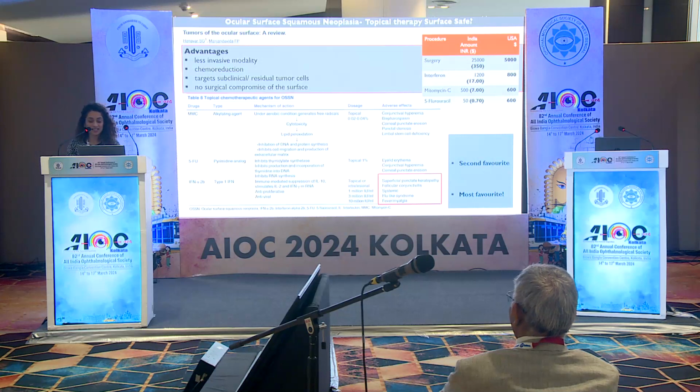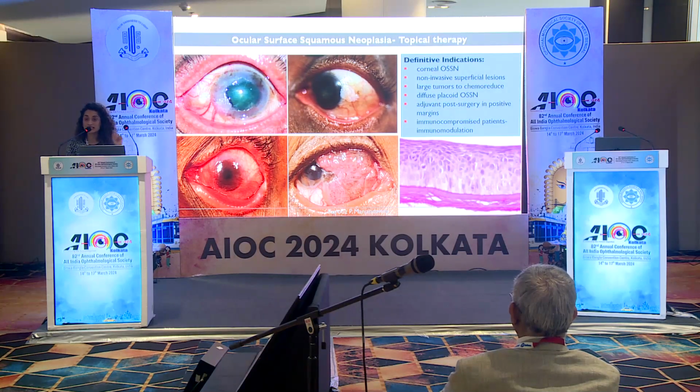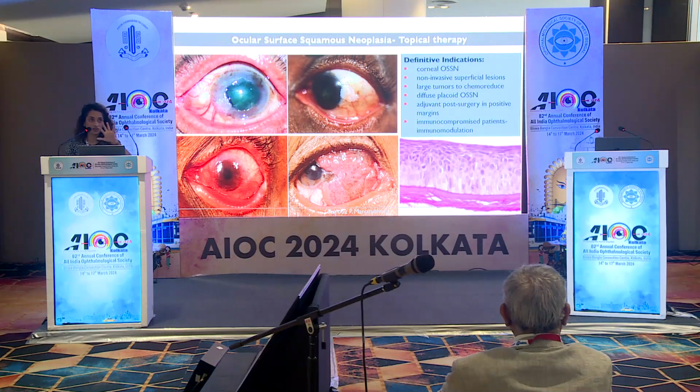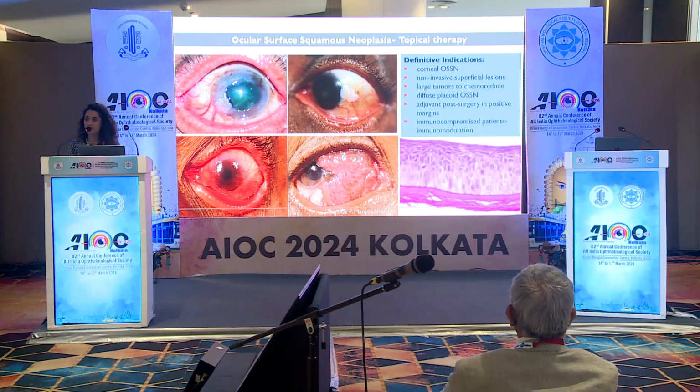So this is a slide where I just want to highlight how topical chemotherapy works in ocular surface squamous neoplasia. Now, there are definitive indications. I know that we want to take care of the surface, but as an ocular oncologist, getting rid of that tumor and stopping it from progressing into an invasive neoplasia or a cancer is very important. So these are the definitive indications: corneal OSSN, where you want to preserve the corneal epithelial cells; non-invasive superficial lesions; large tumors to chemoreduce; diffuse placoid OSSN; and adjuvant therapy post-surgery in positive margins.